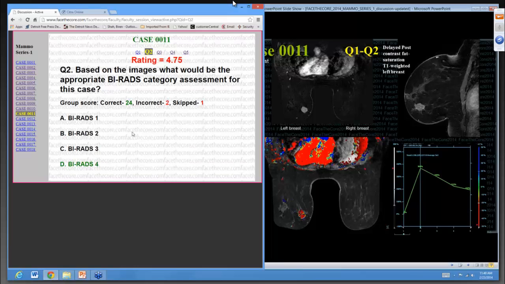Based on the images, what would be the appropriate BI-RADS category assessment for this case? That would be a BI-RADS 4. One would want a biopsy. The time intensity curve, while it's helpful, we don't rest our hat on it. This is a rapid wash in, wash out, so it's a type 3 curve. What we rely on in breast MRI, more importantly, is the morphology of the lesion. The time intensity curve is just an added benefit, but this would merit a biopsy.